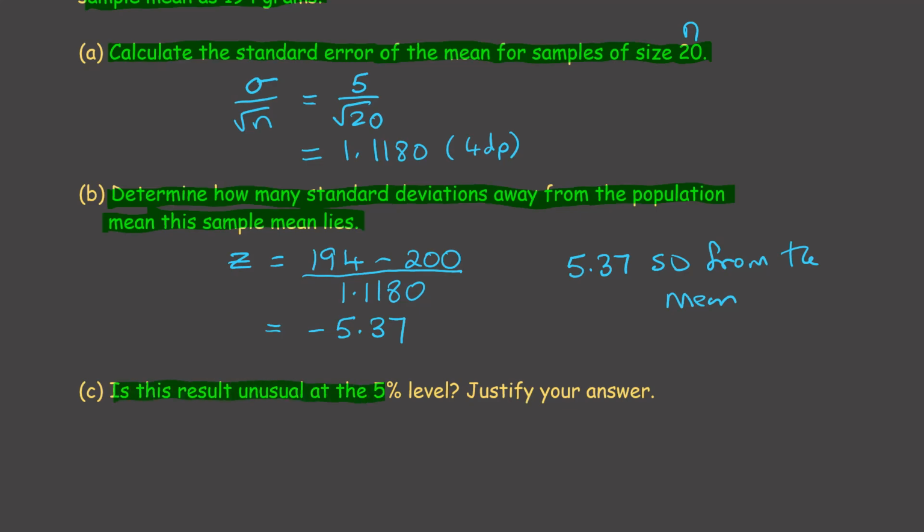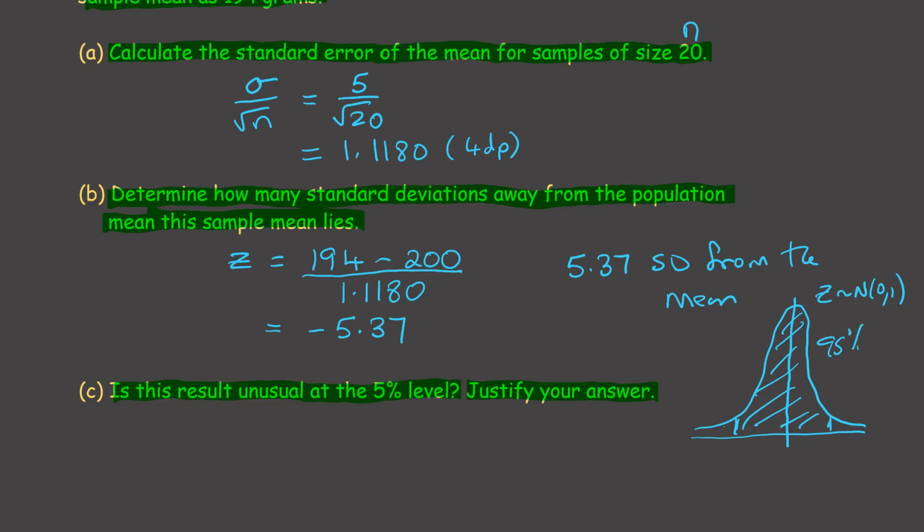Is this result unusual at the 5% level? Justify your answer. Now, at the 5% level, just to explain that again. So if this is our standard normal, remember that Z is N(0,1). You've done that in your methods course. And if we have 95% in there, meaning 5% at the ends, 2.5% at each end, which is what this 5% is referring to, and if you do an inverse norm on that, you'll find that the value is about 1.96. Let's just have a quick look at that on the calculator.